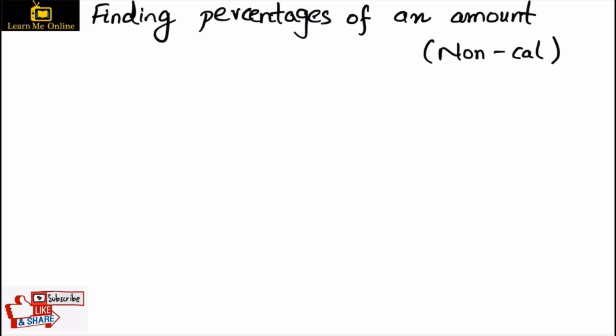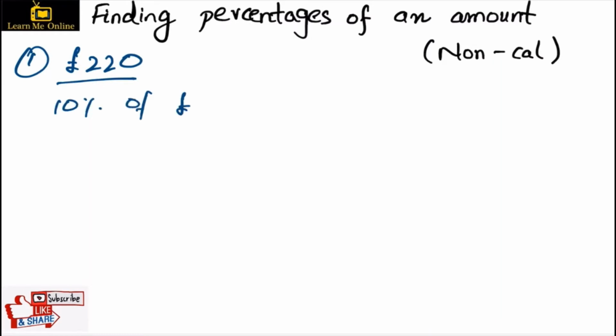So the first one we have is, let's say we have been given an amount which is 220. The first question is to find out the 10% of 220. To get the 10% of any amount, you divide by 10. So you divide the amount by 10 and you get the 10% of that amount. So simply the 10% of 220 is £22.